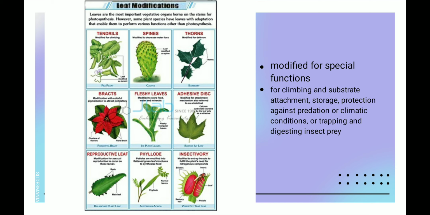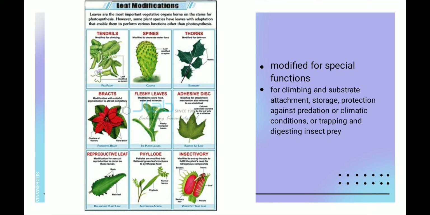Cotyledons, wherein the mature embryo shows either 2 or 1 cotyledon, like for example angiosperms or gymnosperms. Next, the leaf bladders. Some of the leaves of aquatic plants are modified into leaf bladders to trap small insects, like for example Utricularia.